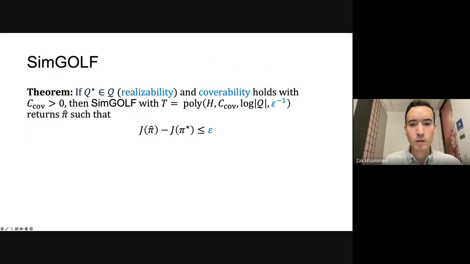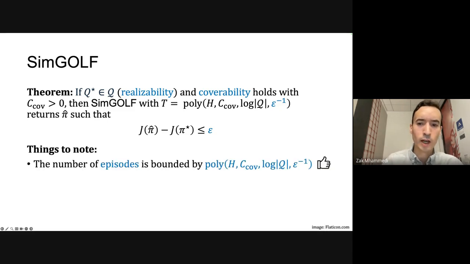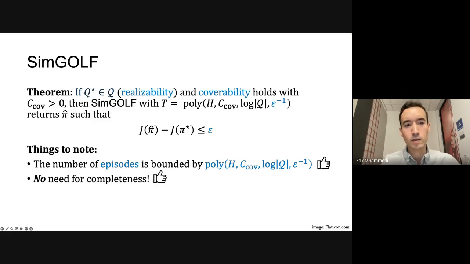So here's the guarantee of SimGolf. Under realizability, if you have a function class that realizes the optimal value function Q star, and you have a finite coverability MDP, then as long as you choose the number of iterations t sufficiently large, the algorithm can find an epsilon optimal policy. And the number of episodes is also polynomial in the problem parameters. And crucially here, we don't need completeness. We only need realizability and a finite coverability.